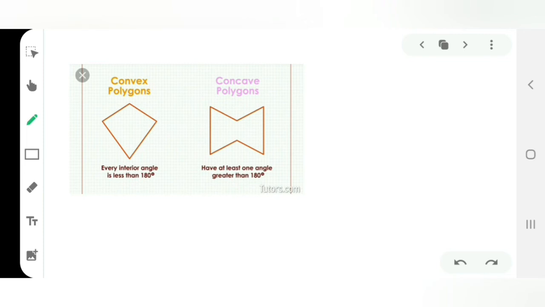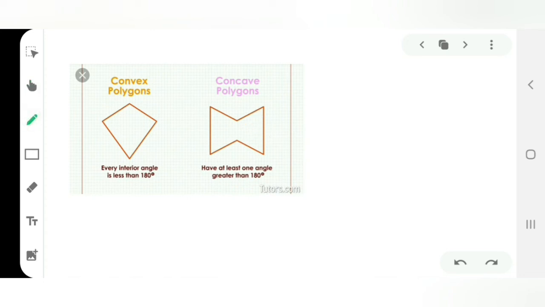See how? See, it is a convex polygon. You can see in a convex polygon, each interior angle is less than 180 degree. But see, this angle is less than 180 degree, but this is a reflex angle. It is greater than 180 degree. Reflex angles are those angles which are greater than 180 degree. And this angle is greater than 180 degree. So it is a concave polygon.